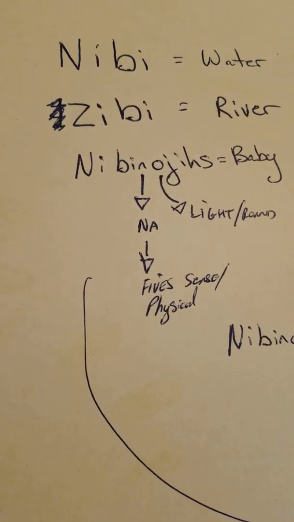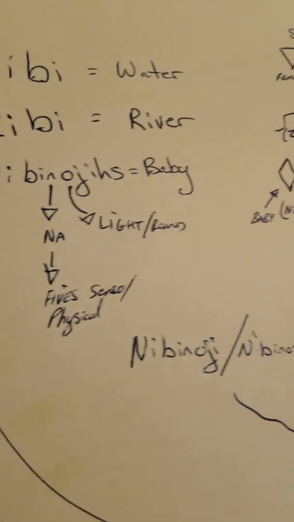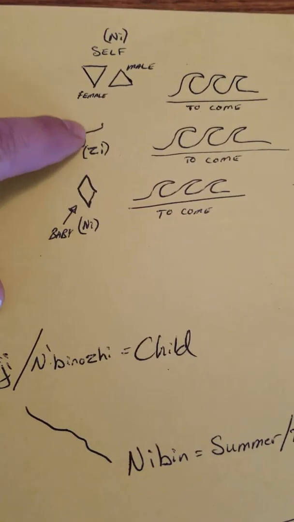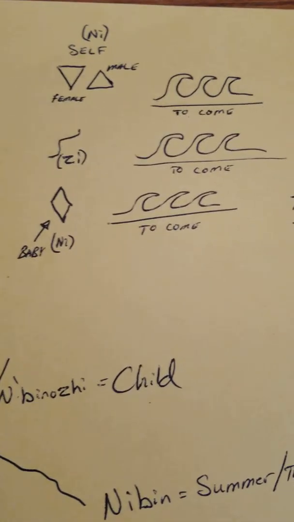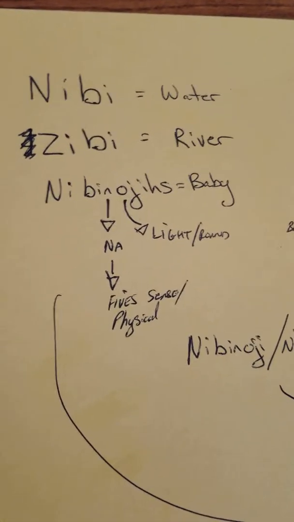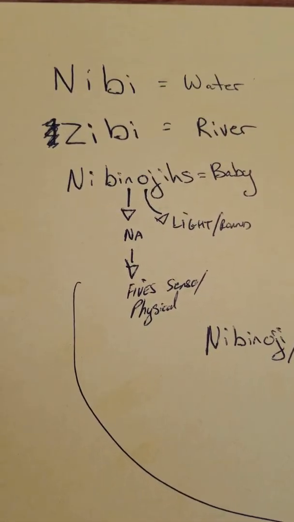Then you get Z B, here's your modifier, Z, B, Sibi. Z is that squiggly line, your path to come, right? And that becomes a river. Now you're trying to understand the thinking behind it.